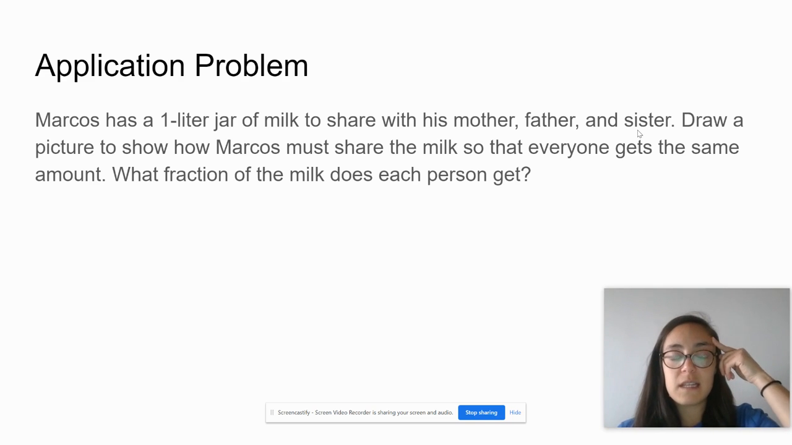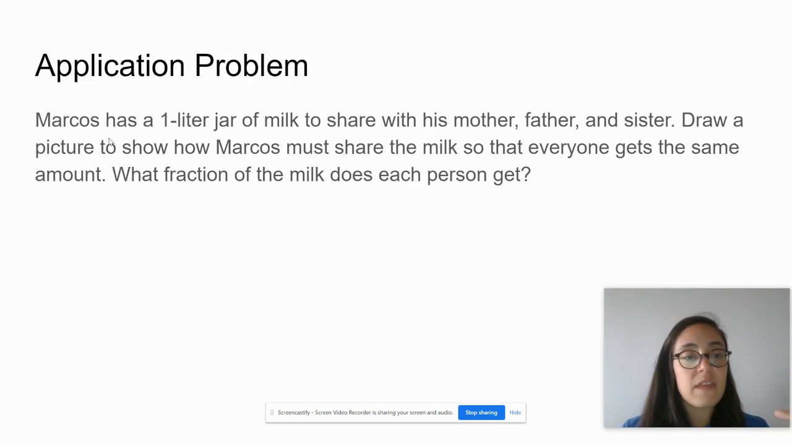So I have to think in that sentence, what is important? And I know that 1 liter jar, that's going to be my total, and I have to share it, so I would underline the word share, with his mother, father, and sister. So he has to share it. So I think about that, and I'm going to keep reading. Draw a picture to show how Marcos must share the milk so that everyone gets the same amount. So in this sentence, I know I need to draw a picture and that everyone gets the same amount. That's the most important part. And last but not least is what fraction of the milk does each person get?